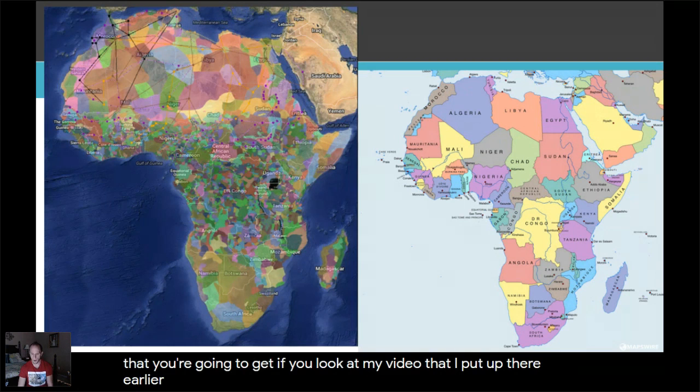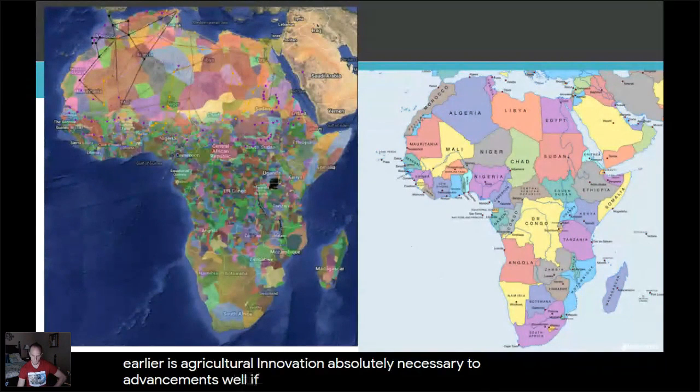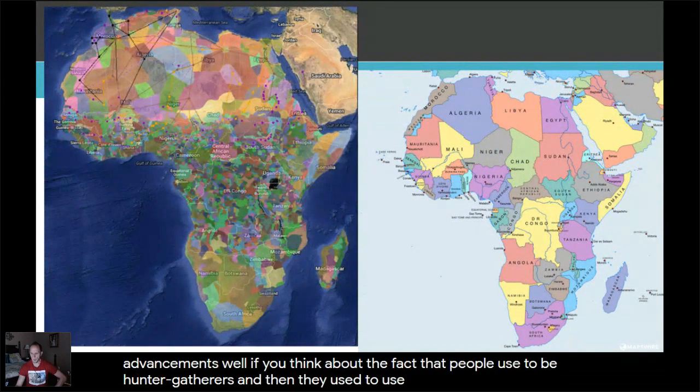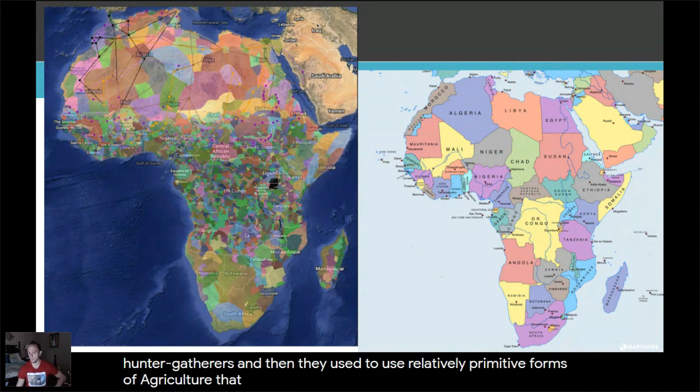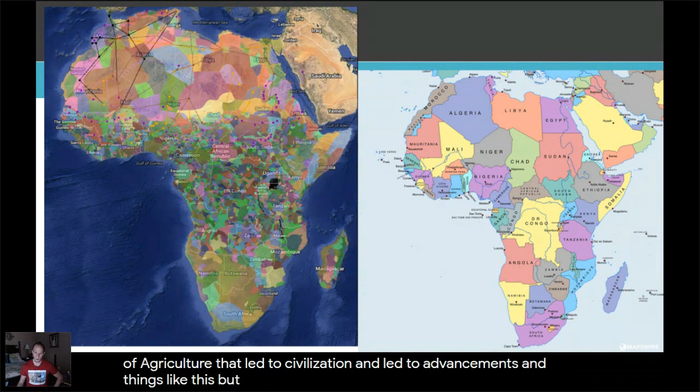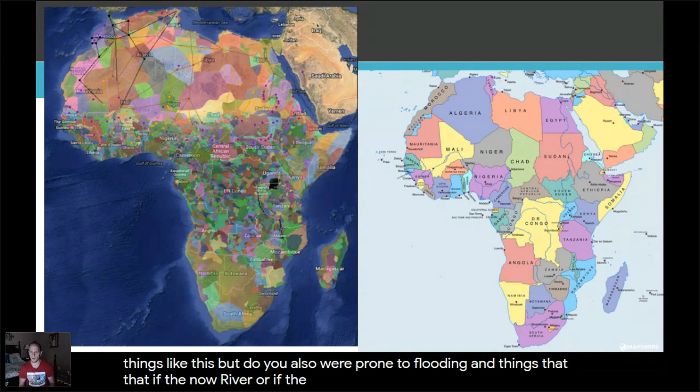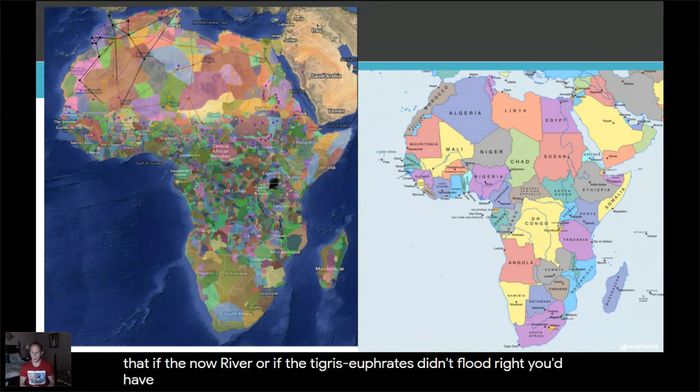Is agricultural innovation absolutely necessary to advancement? Well, if you think about the fact that people used to be hunter-gatherers and then they used to use relatively primitive forms of agriculture that led to civilization and led to advancements and things like this, but you also were prone to flooding and things. If the Nile River or if the Tigris-Euphrates didn't flood right, you'd have famines. So I would say we wouldn't be where we are if we had not figured out ways to innovate.